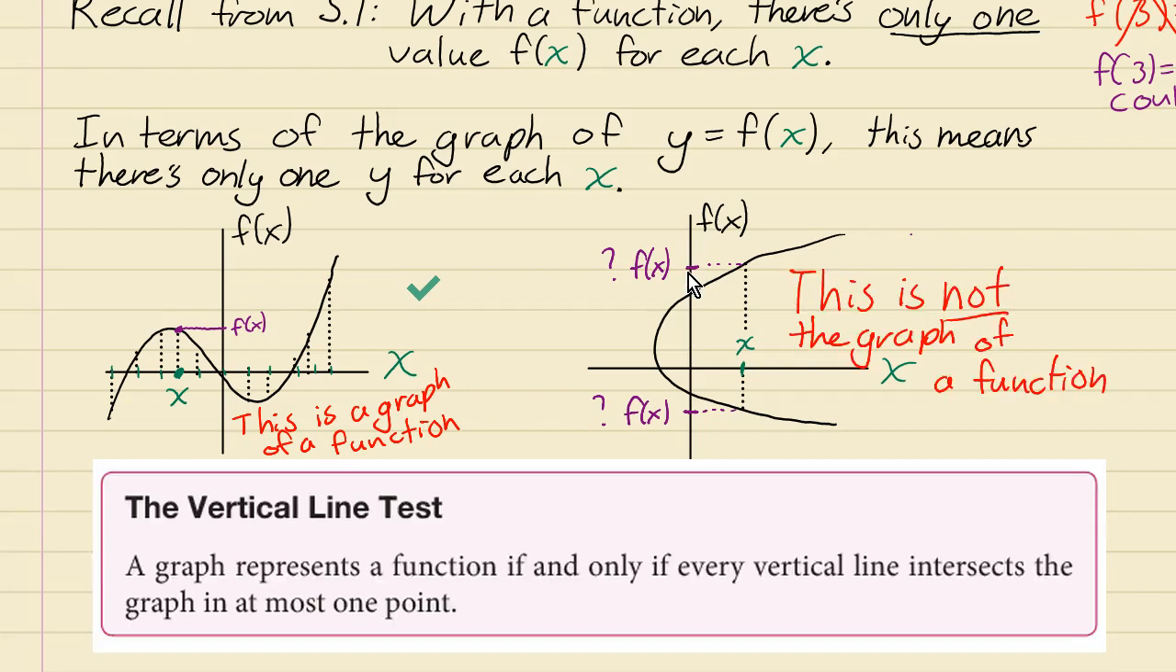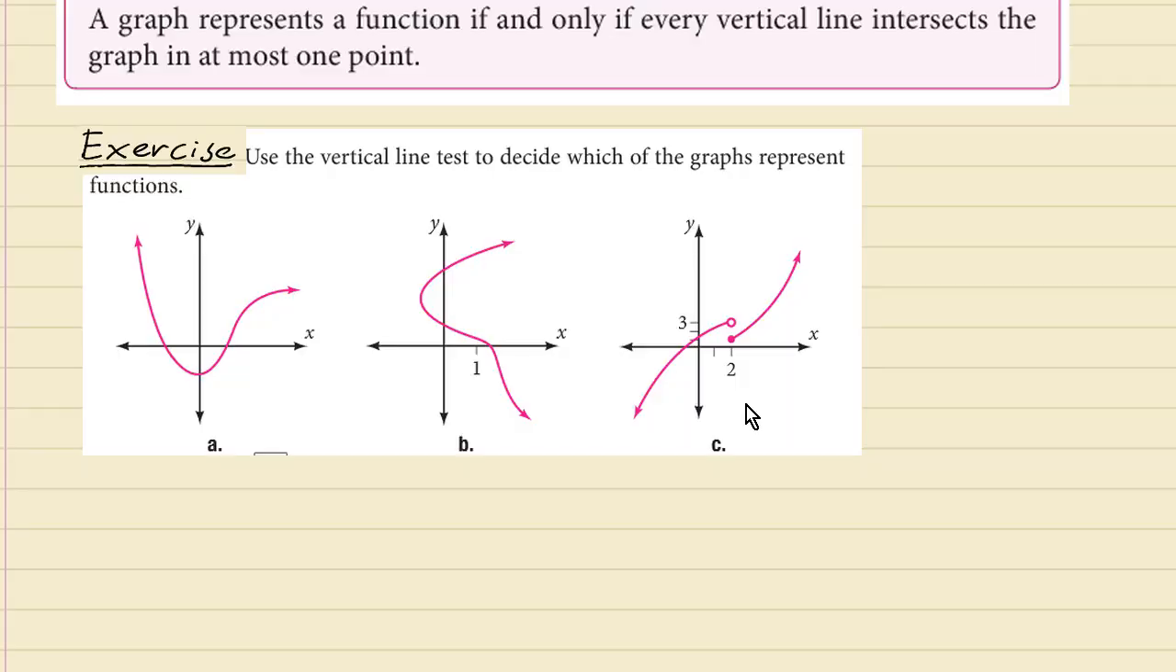And basically what I'm doing is drawing vertical lines here. These dotted lines are vertical lines, and a graph represents a function if and only if every vertical line you can draw intersects the graph in at most one point. And we have that here, so that means this graph does represent a function. And with the second one here, that is not true. There are some vertical lines that correspond with some values of x that intersect the graph at more than one point. So it's not a function.